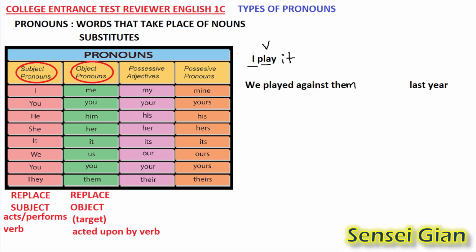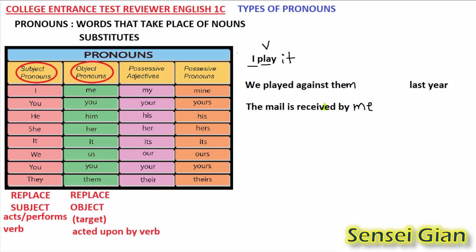Alright, one last example. To once and for all settle this: the mail is received by Sensei Jian. So how do you replace Sensei Jian? Sensei Jian is me, right? So the mail is received by me. That is how you use "me", the proper way.